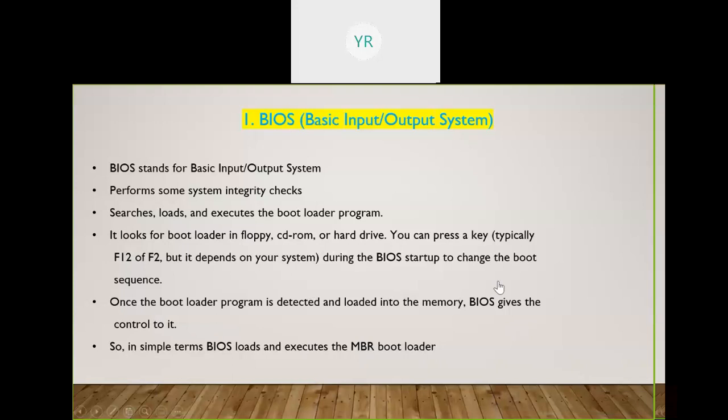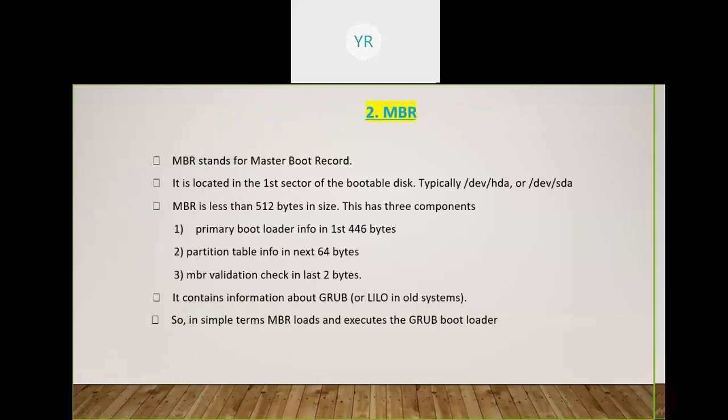Initially BIOS will check the system integrity, whether all the input output devices are there or not. After that, BIOS is also a program, a firmware program. It will check for the bootloader program, where the bootloader is. Generally the bootloader program is located in the first sector of your hard disk. It will detect it and load it into memory. Once it is loaded into memory, it will give the control to the bootloader. In simple terms, BIOS loads and executes MBR.